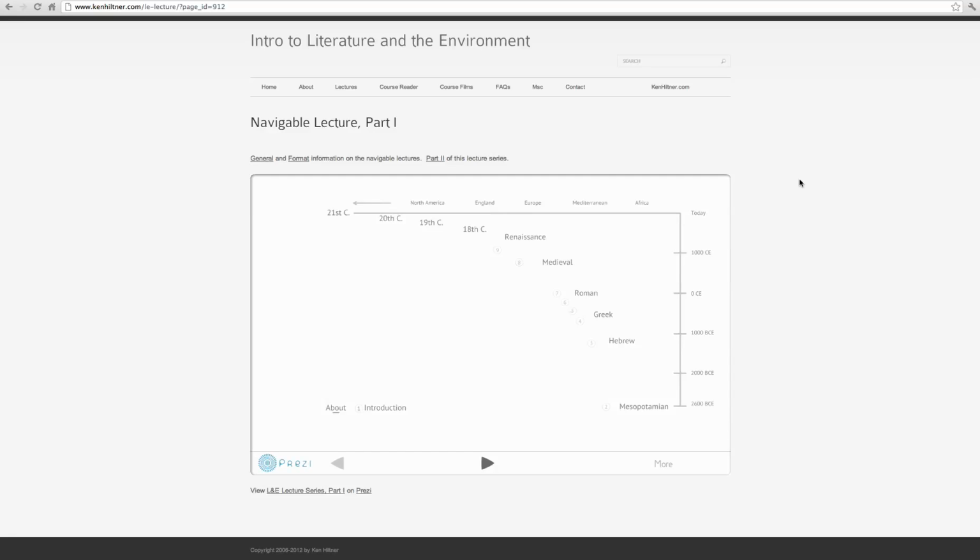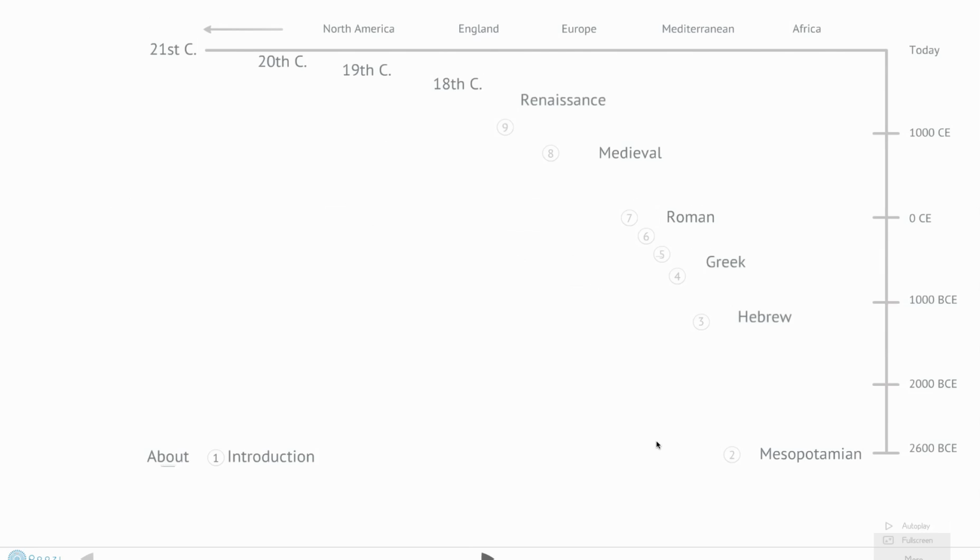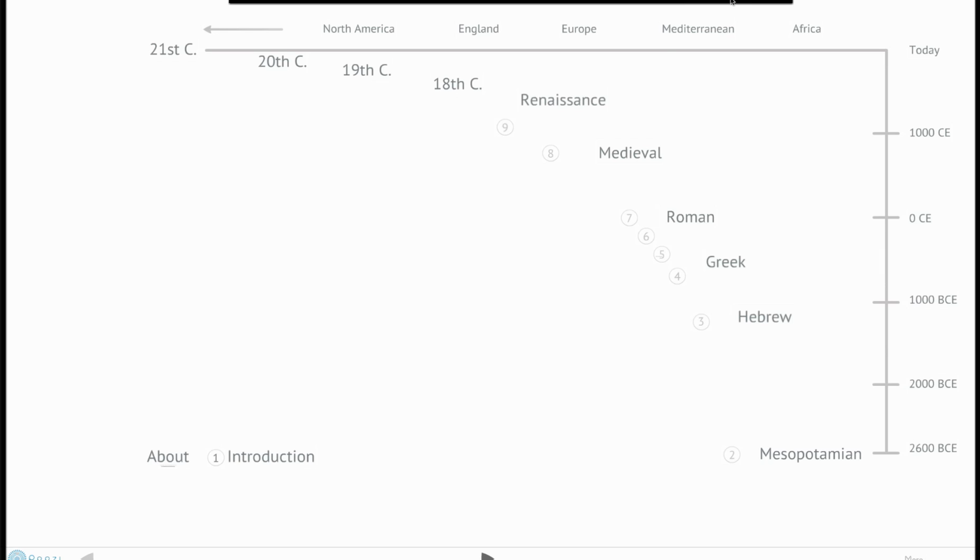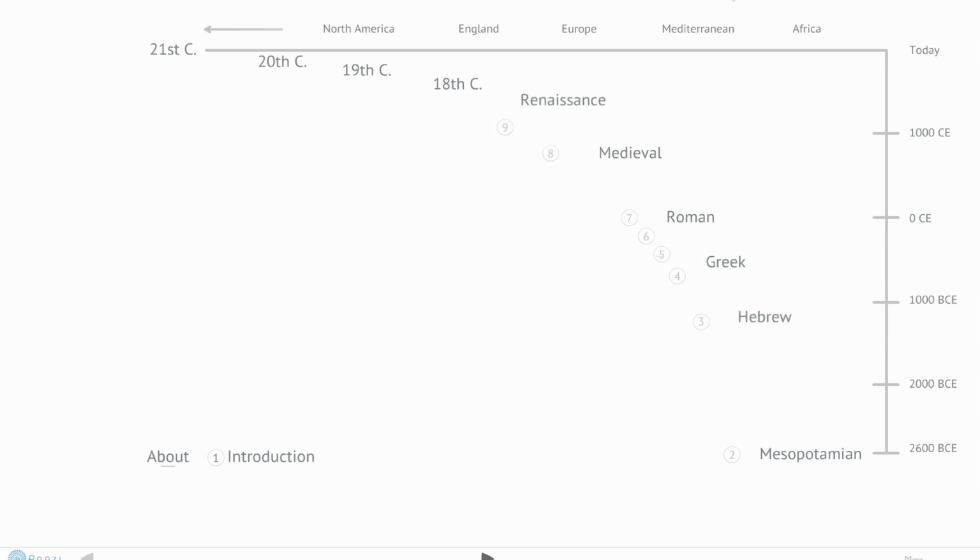Welcome to lecture number 8 for Introduction to Literature and the Environment. As usual, we're starting at the course website and we'll pop open to full screen. I just wanted to draw attention to the fact that with number 8 we have moved ahead to the medieval period. We'll be looking at two texts today, The Dream of the Rood and the Canterbury Tales, which are representative, by the way, of two extremes of that period, very early medieval and then very late medieval.